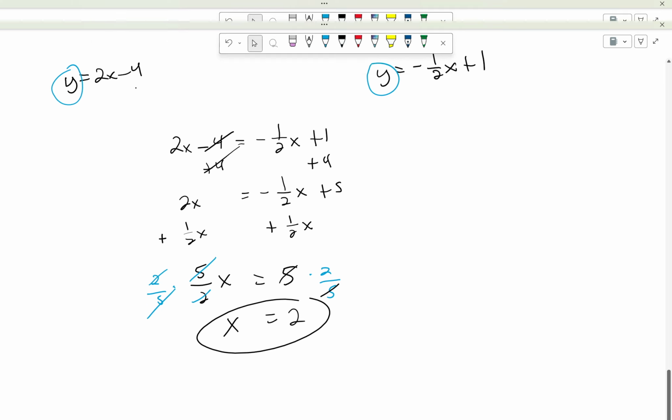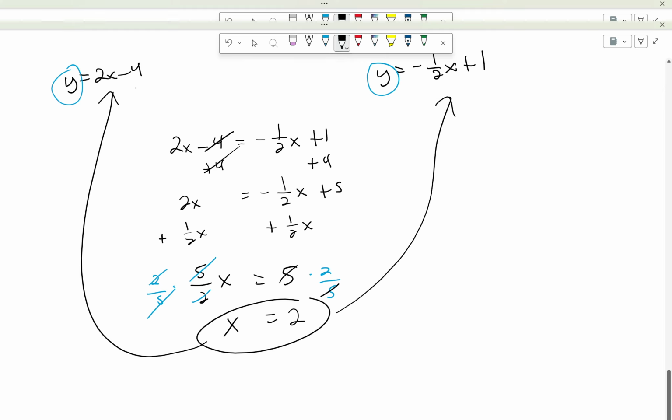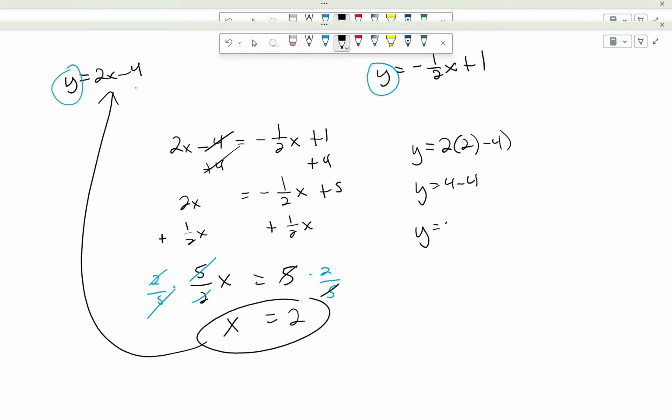Now, here's what I'm going to do. I'm going to take this x, and I could put it into either one of these equations. It'll give me the same thing, but I'm just going to do it in the one on the left, because I think that's going to be easier to evaluate. 2 times 2 minus 4. So y is equal to 4 minus 4. So my y is equal to 0. So this is a coordinate right here. This is the coordinate 2, 0. This is where the 2 lines intersect.